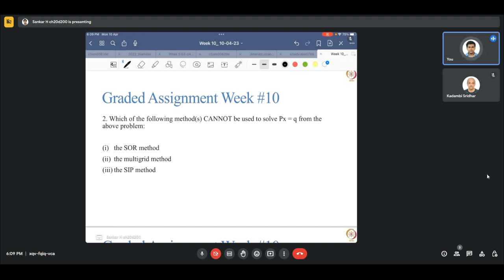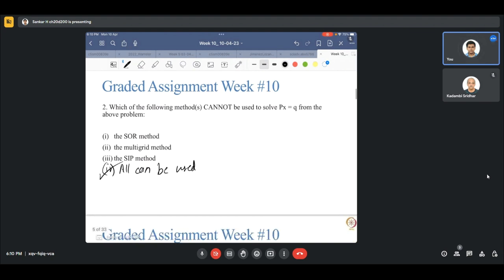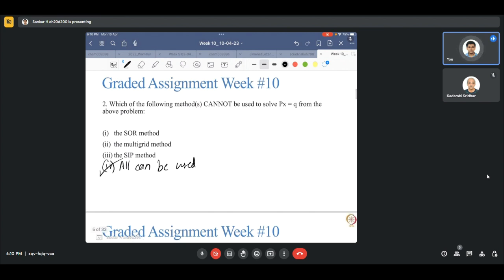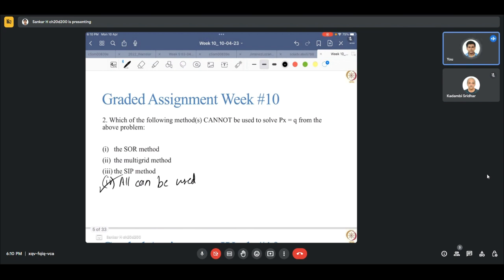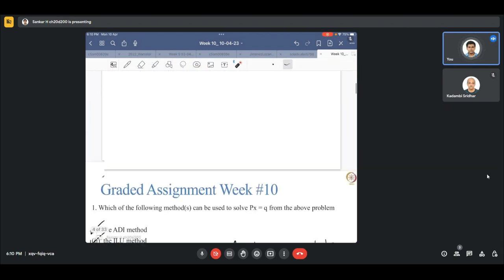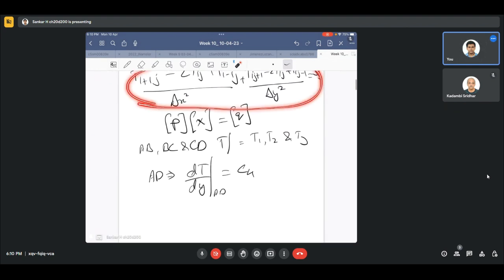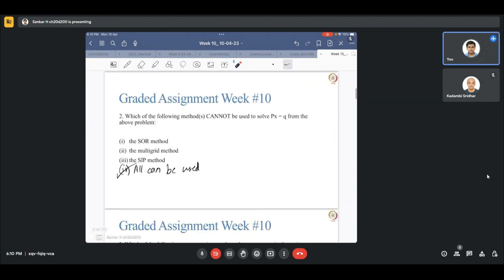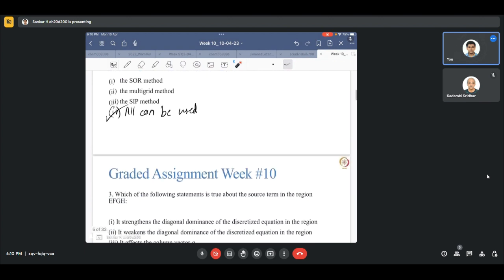Now, which of the following methods cannot be used to solve Px equal to Q for the above problem? Is it the successive over relaxation method, the multi-grid method, or the strongly implicit procedure method? All can be used. So the correct option is option number 4, all can be used. This was a multiple choice question, and the option given here is all can be used, and none of these cannot be used, or the double negatives come over here. So all of these methods can be satisfactorily used to converge and solve such an equation arising from the discretization, or finding the solution of a system of linear equations that can be written in the form Px equal to Q. So therefore, all these methods can be used.